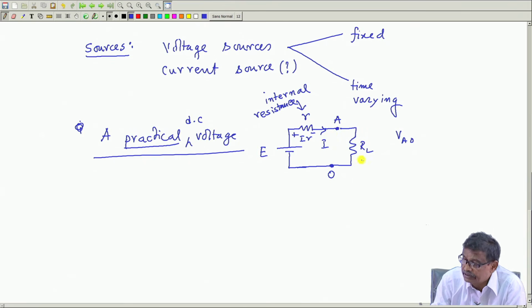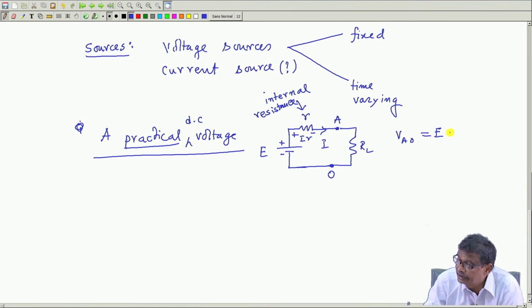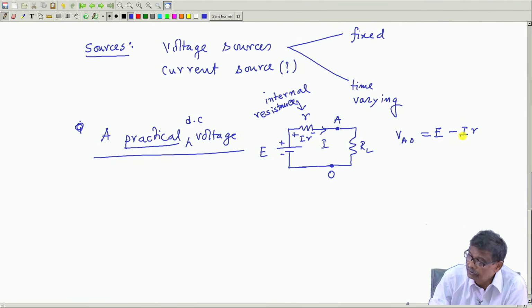VAO is the voltage which is appearing across your load resistance, for example, a lamp. How much is that voltage? From this to this I will start minus to plus, it is plus E. Then from this to this minus Ir, and I will reach point O. So, depending upon the current, this voltage which is actually appearing across the load will be less than E, because the remaining voltage will be dropped inside the battery, that is called internal drop.